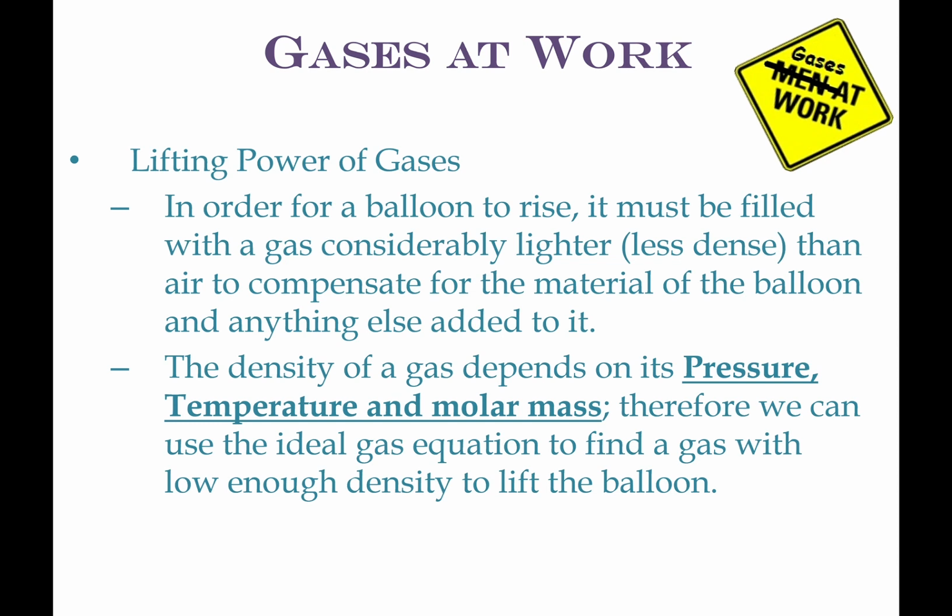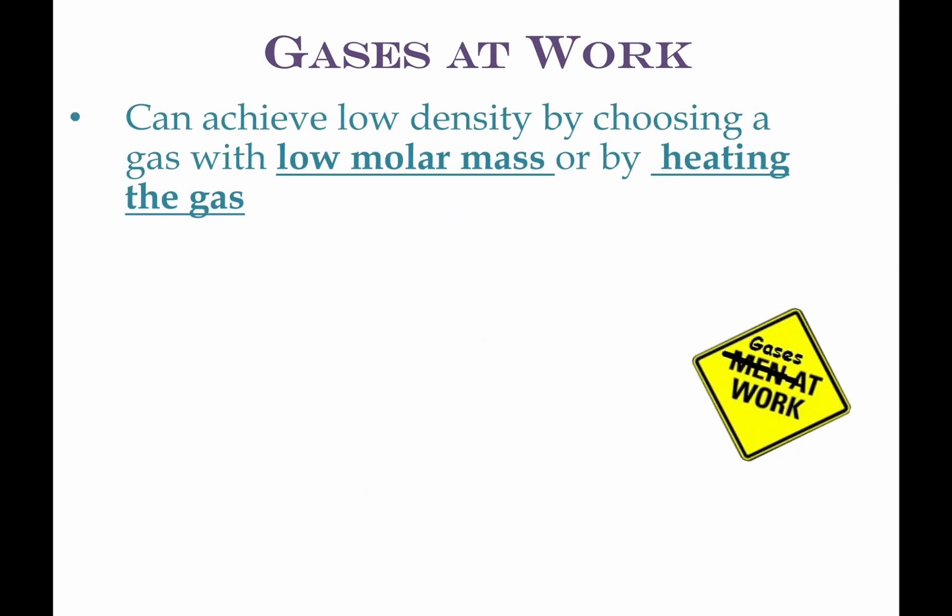So the density of a gas is dependent on its pressure, temperature, and its molar mass. We use helium because helium has a molar mass of 4. But there is a gas that has half the mass of helium, and that's hydrogen. So in order to use an even lighter gas, we could use hydrogen, but that becomes dangerous. In order to achieve a low density, we want to start with a low molar mass or by heating the gas. Well, hydrogen is flammable.